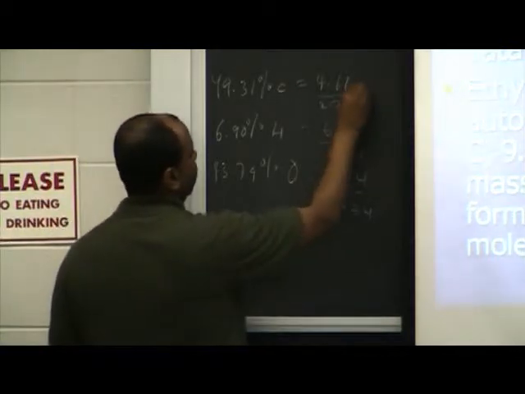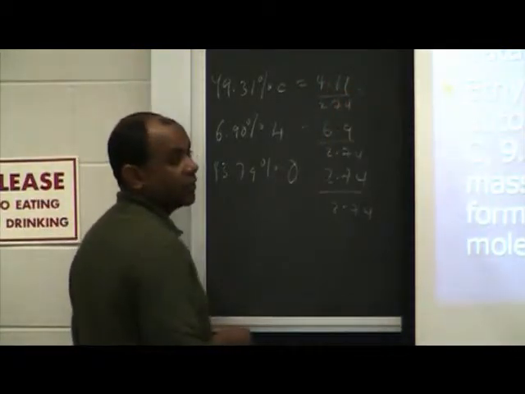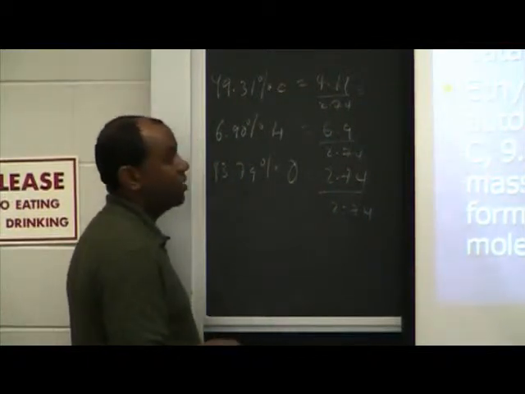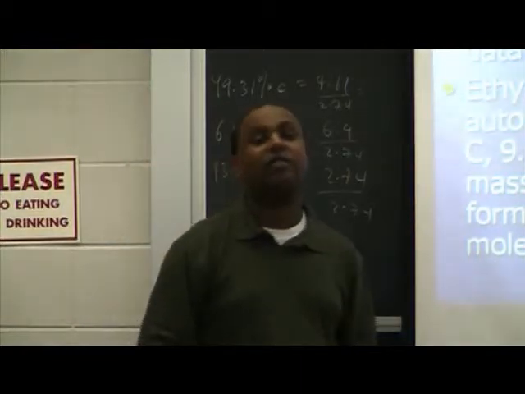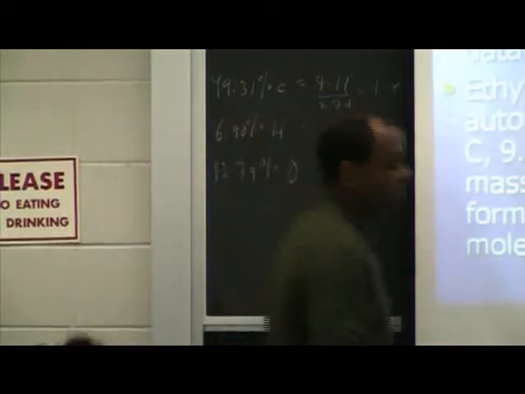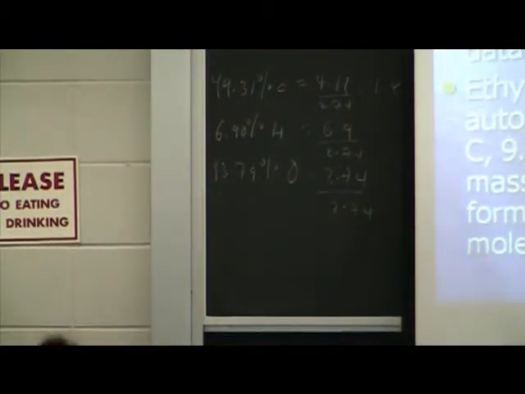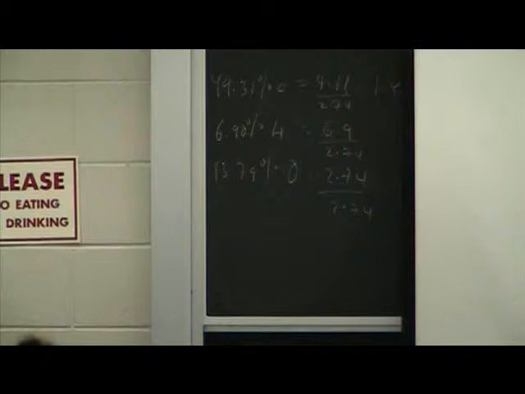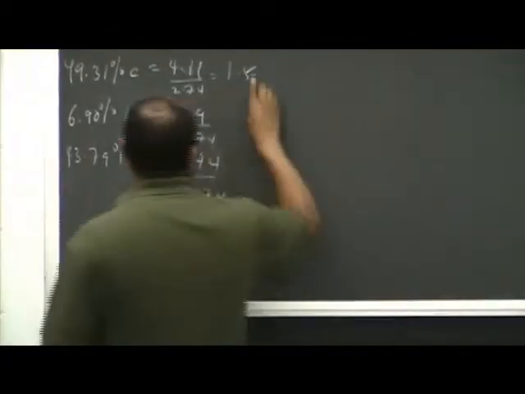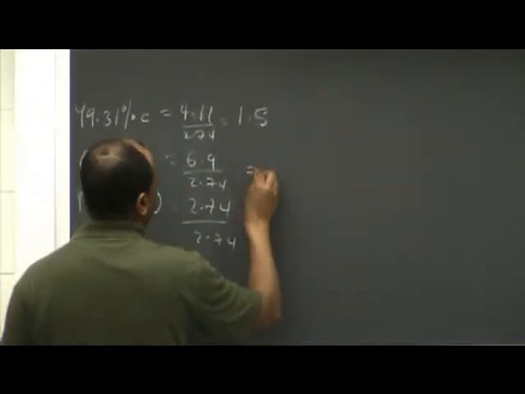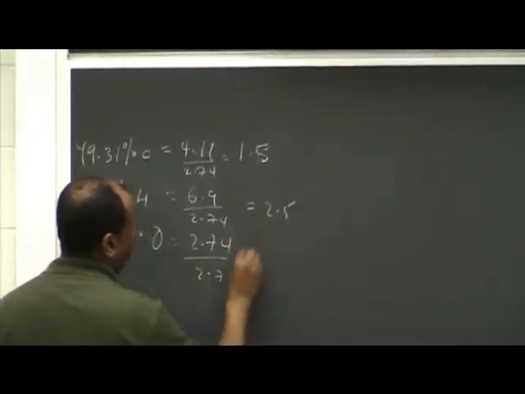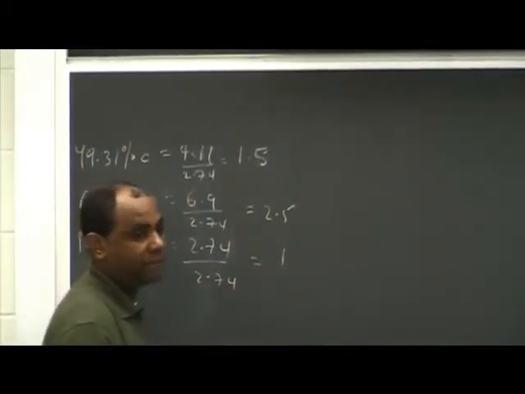Now, if we divide 4.11 by 2.74, what do you get? 1.5. Okay, raise your hand. 1.5. Now let me turn this off. You got 1.5, right? How about here? 2.5. How about here? 1.